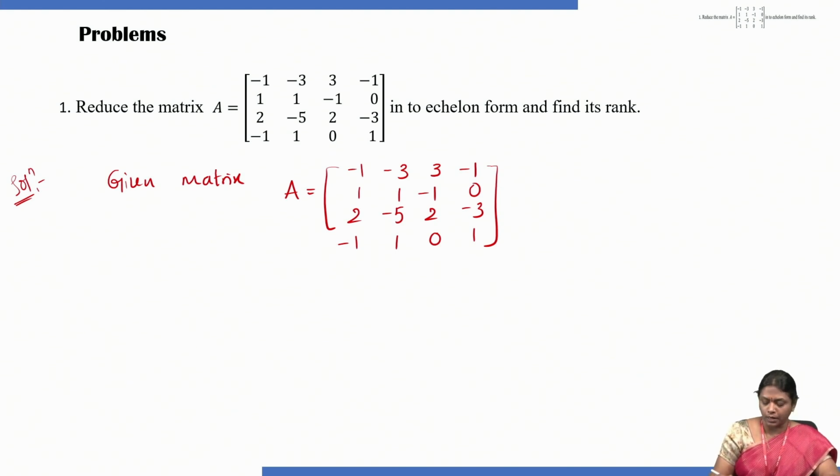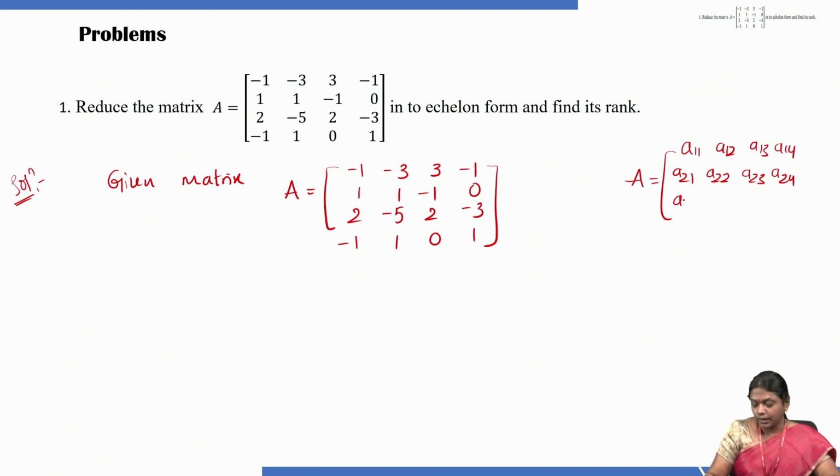Since it is a 4 by 4 matrix, in general I will take the generalized matrix as A11, A12, A13, A14, A21, A22, A23, A24, A31, A32, A33, A34, A41, A42, A43, A44. The columns are C1, C2, C3, C4, and the rows are R1, R2, R3 and R4.